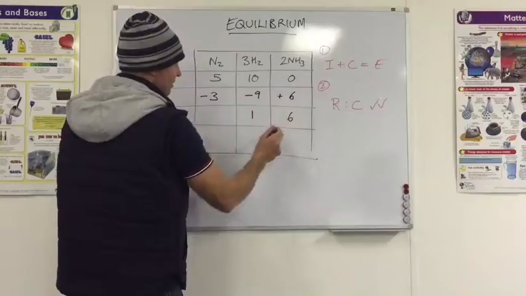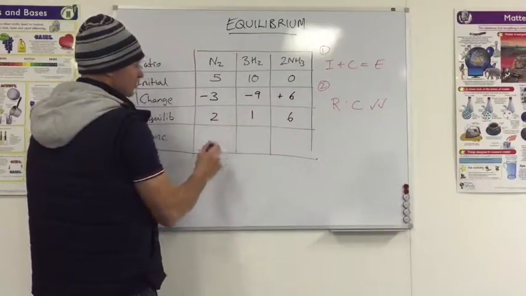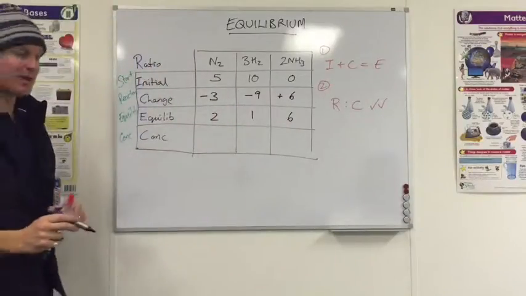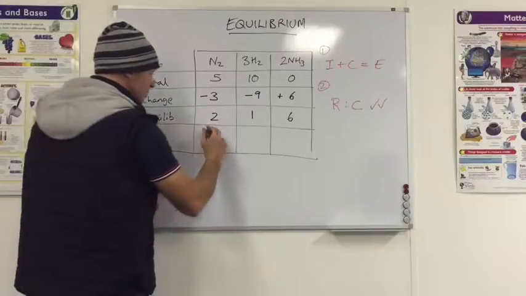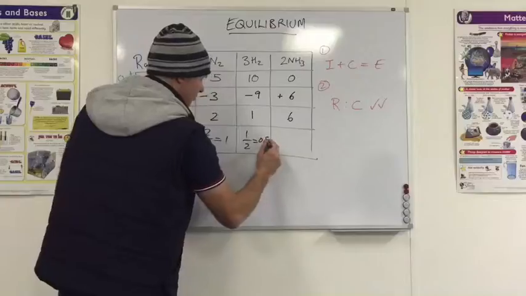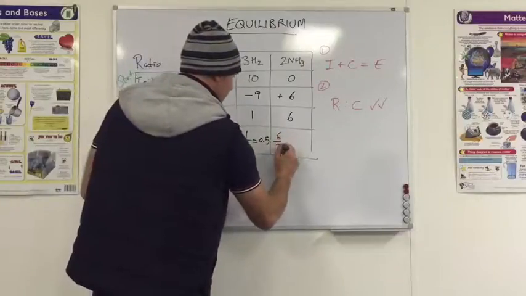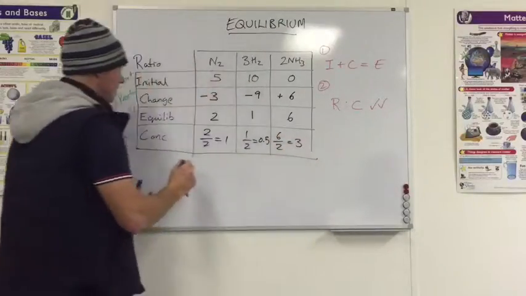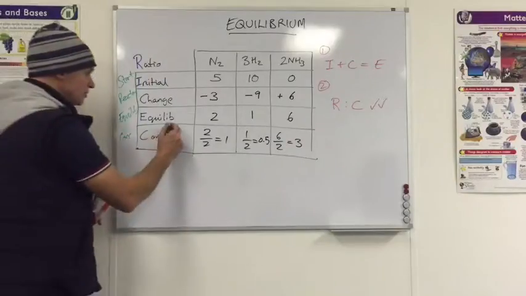0 plus 6 is going to give us 6. 5 minus 3 is going to give us 2. And those are going to be our end molar amounts. To work out the concentrations, just put them over the volume of the container. 6 over 2 equals 3. So those are the moles per decimeter cubed.